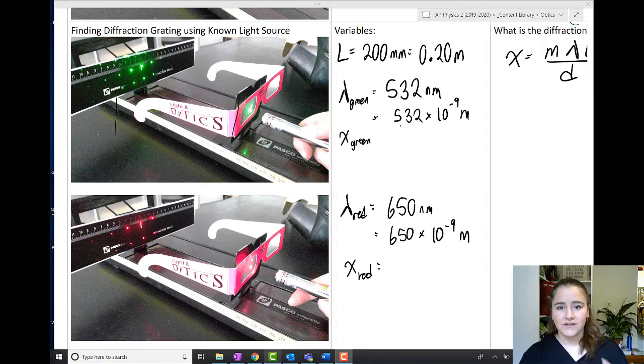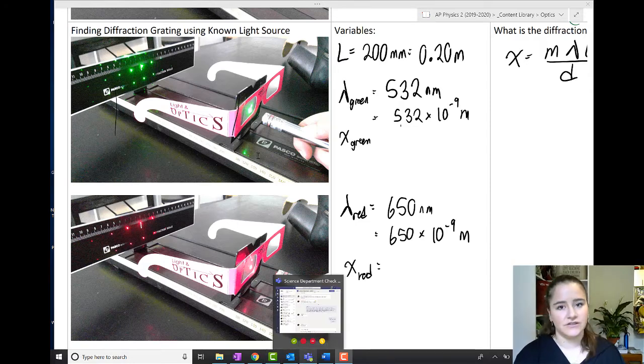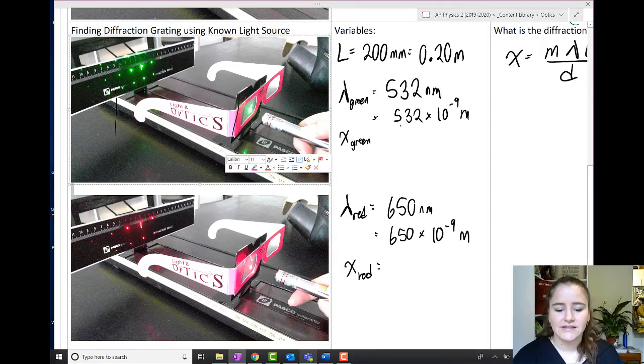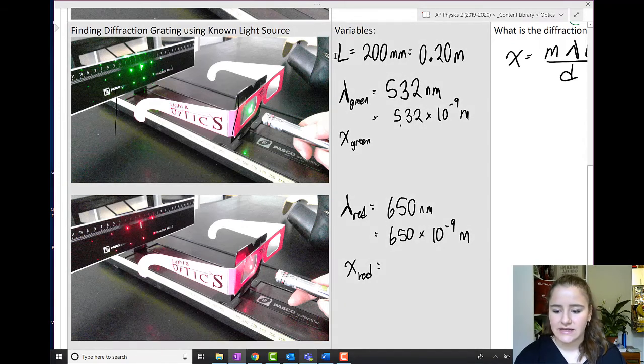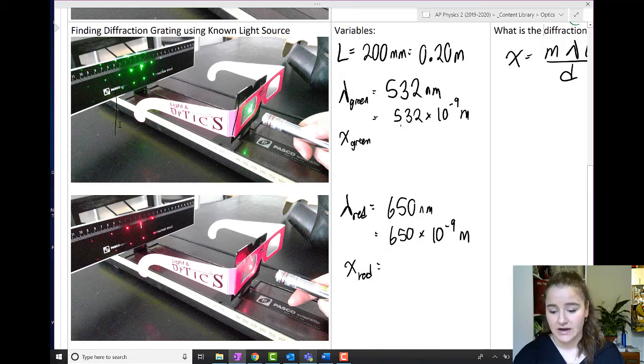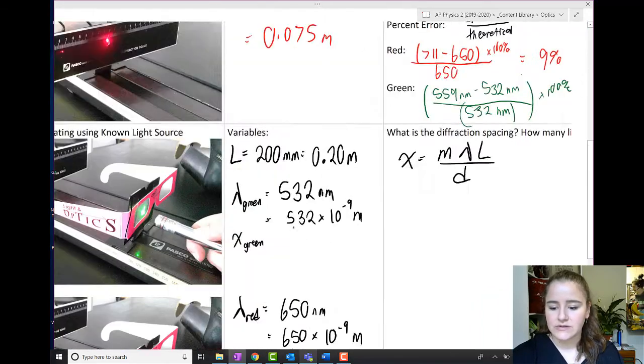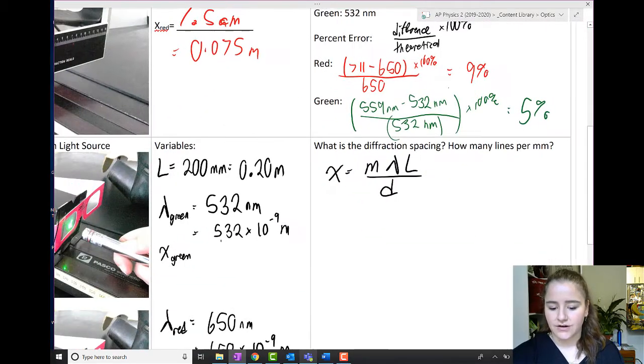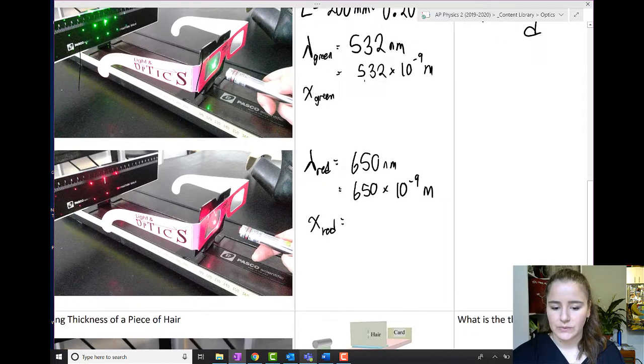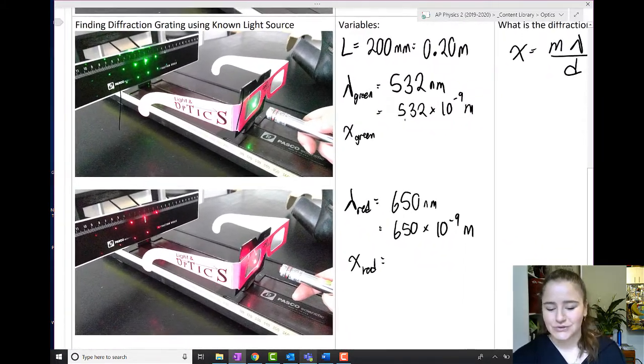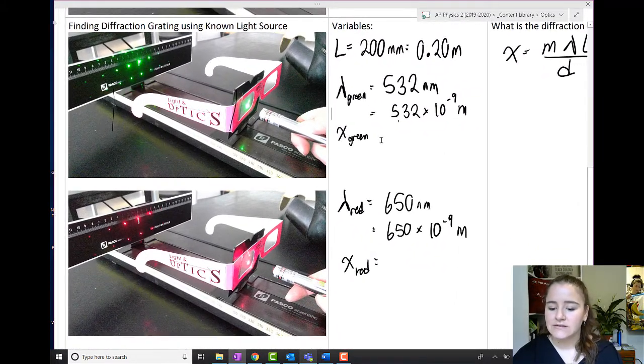Now we're going to use that known wavelength of light to find the diffraction grating spacing of these optics diffraction glasses. Some of our setup is the same. We still have the same distance between the diffraction grating and the diffraction scale. We now know the wavelengths of light. I'm using our known wavelengths, not the ones that we calculated. And we need to figure out our diffraction grating spacing.